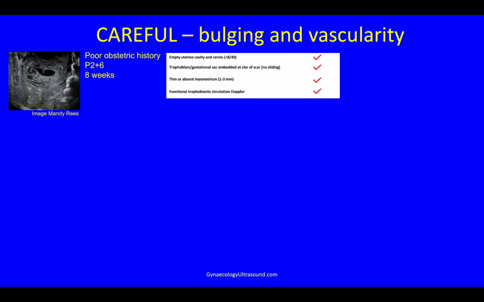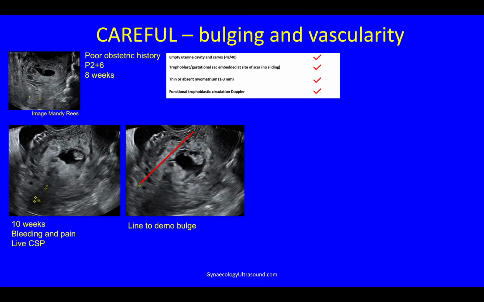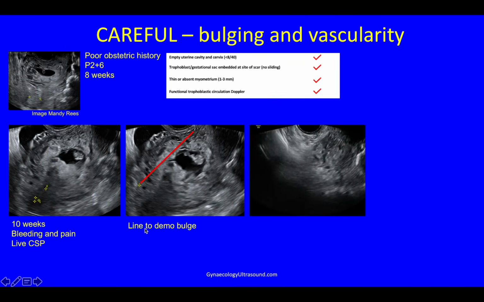Bulging can be a bad sign, particularly if it's combined with strong vascularity. And in this case, this is an 8-week gestation. This is the anterior wall. This is the rest of the uterine body in an empty cavity. And you can see here this massive trophoblast. This is at 8 weeks gestation. By 10 weeks, she had bleeding and severe pain. And you can see that if you draw a line from cervix to uterine anterior wall, this is sort of breaching the serosal line, so it's bulging.